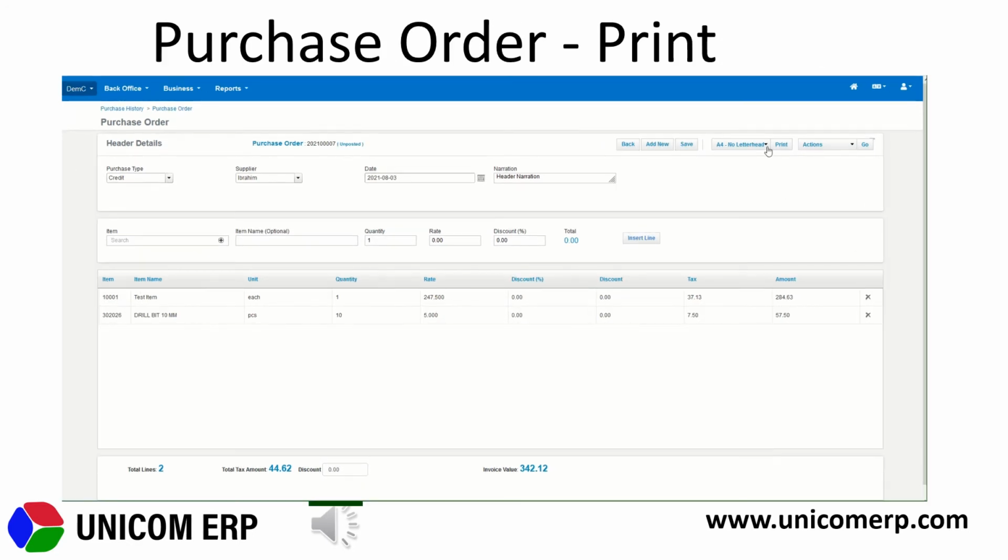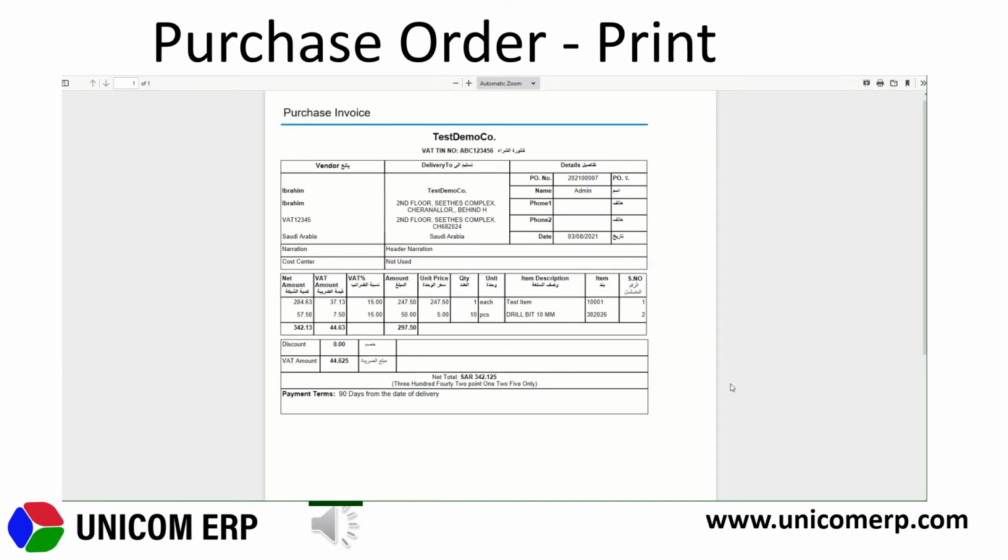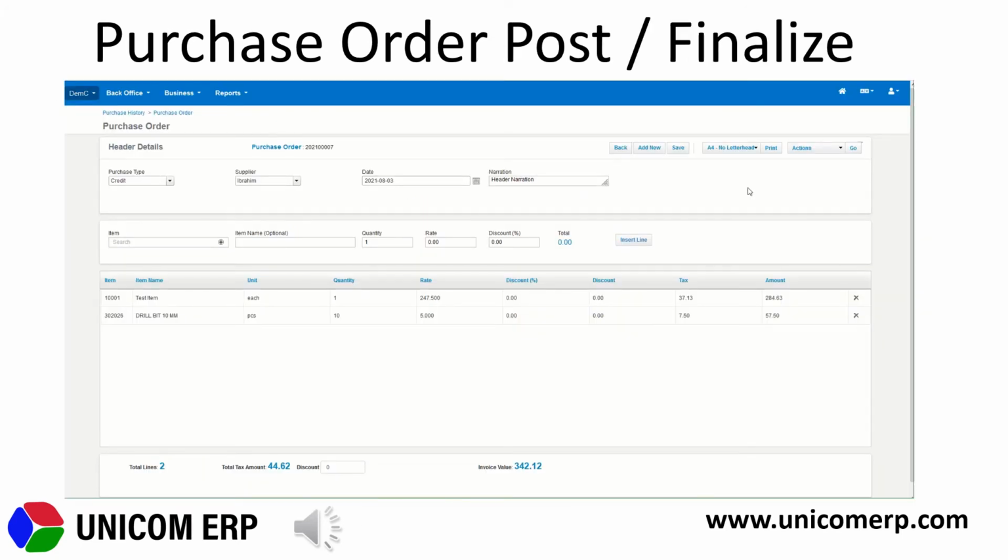To print the purchase order, options can be selected from the Print Format combo on the top of the purchase order screen, near the Print button, and click the Print button. A purchase order can be modified until that purchase order is posted or finalized. After posting, the purchase order cannot be modified or deleted.